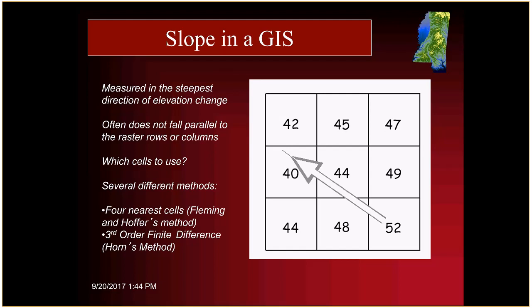In addition, what we're trying to measure is the steepest slope, and the slope may not fall exactly parallel to the rows or columns. So what we want to do is calculate the slope at this location. There are several different methods that have been proposed over time. We're going to talk about the two most common methods. One is Fleming and Hoffer's, sometimes called the 4 nearest cells. The other is the third order finite difference, which is Horn's method.